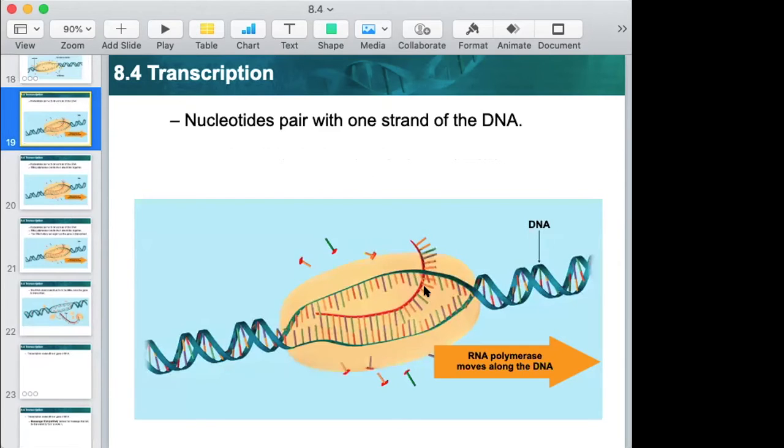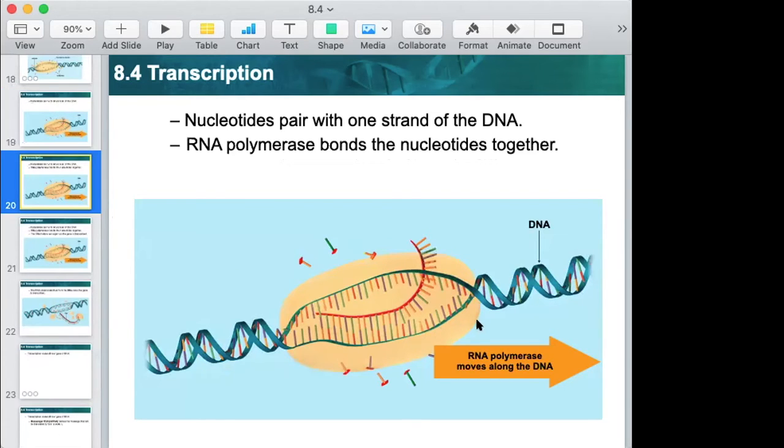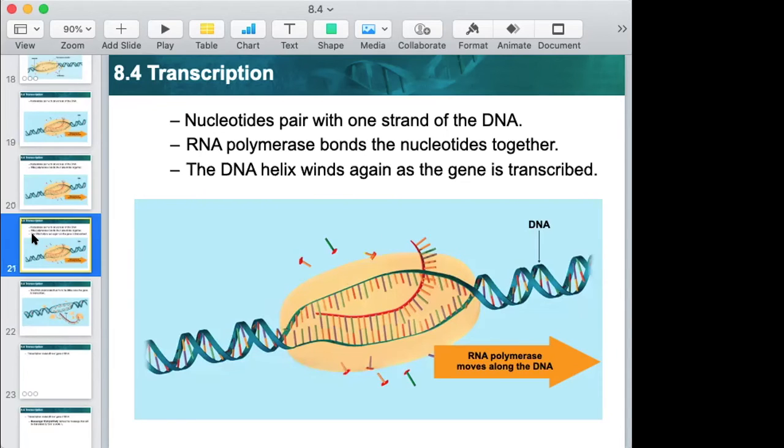So nucleotides come in and they pair with one strand of DNA. So you see that this one strand of DNA is what is being paired up. This one's not being paired up with nucleotides. So it moves in one direction and it pairs up only on one side. And RNA polymerase is what binds those nucleotides together to make this red strand you see right here, which is the RNA segment. And then after it's done, the DNA just keeps on winding back up again after it passes through. Kind of like a zipper, part is unzipped and then you move it back up, it zips up again.